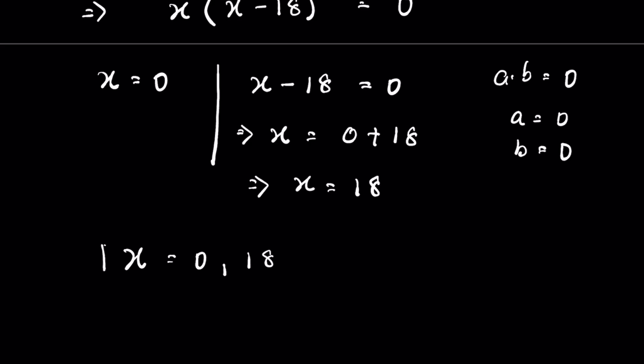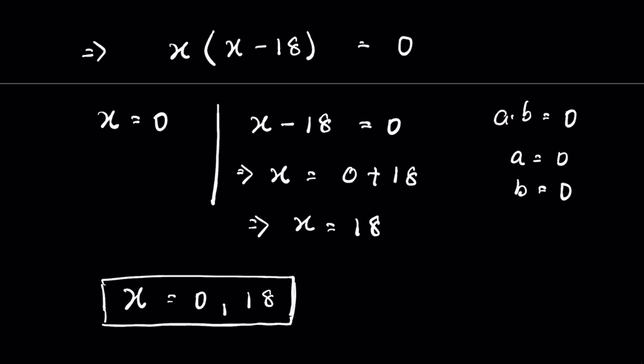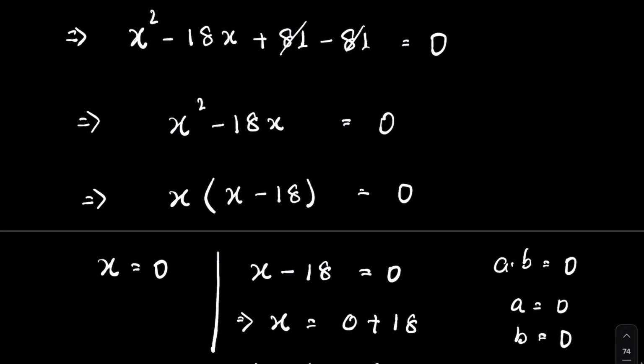We can also find these two solutions considering it a quadratic equation and using the discriminant formula. We have x square minus 18x, where a is the coefficient of x square, that is 1, b is the coefficient of x, that is minus 18, c here is nothing, so we can write 0 here.